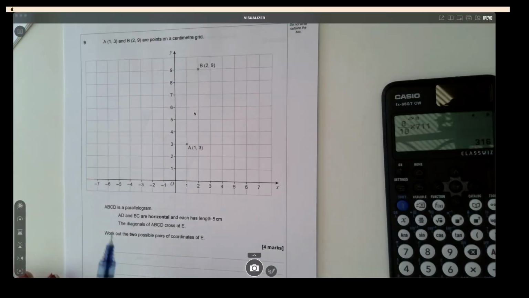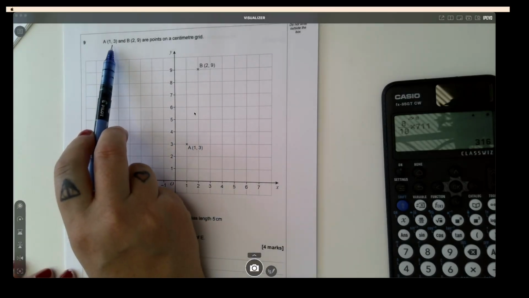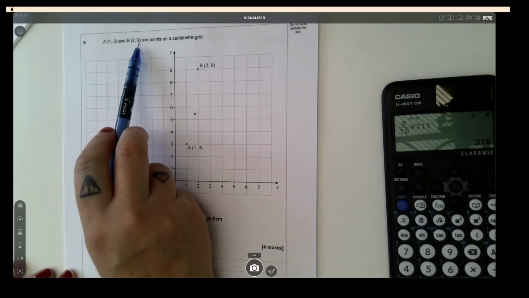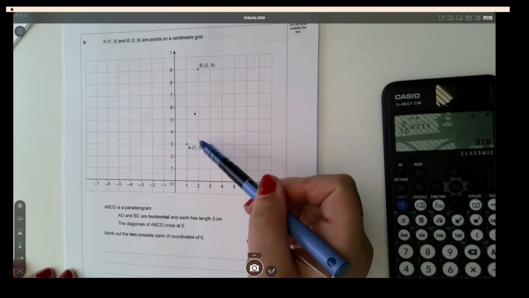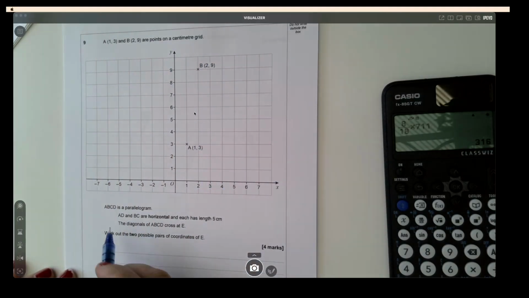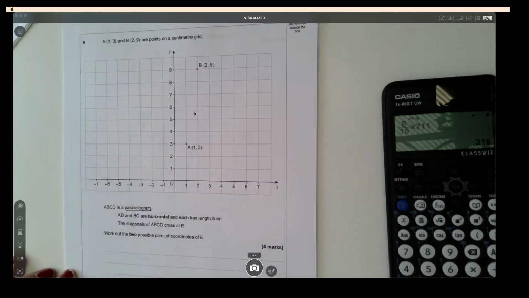Question 9. A has coordinate 1, 3 and B 2, 9. These are points on a centimetre grid. They're marked there for us. ABCD is a parallelogram. AD and BC are horizontal and each has a length of 5 centimetres. The diagonals of ABCD cross at E. Work out the two possible pairs of coordinates for E.